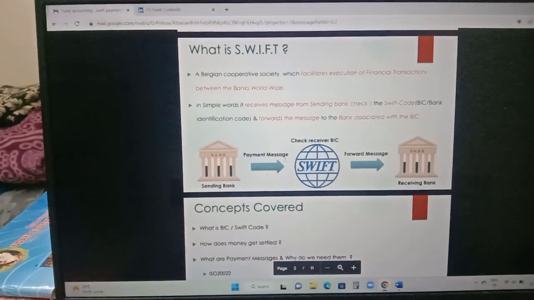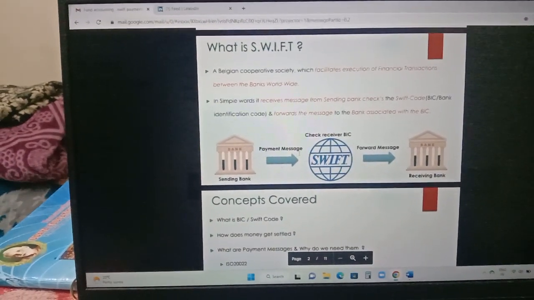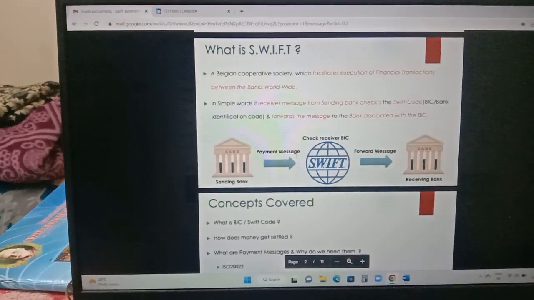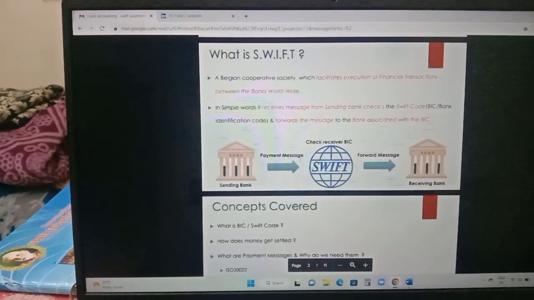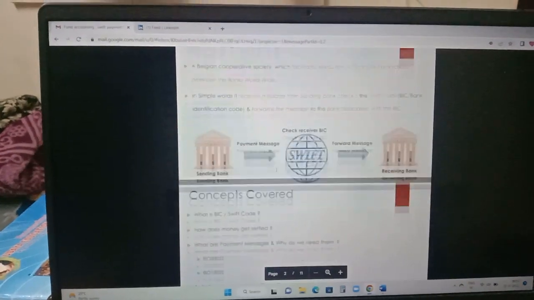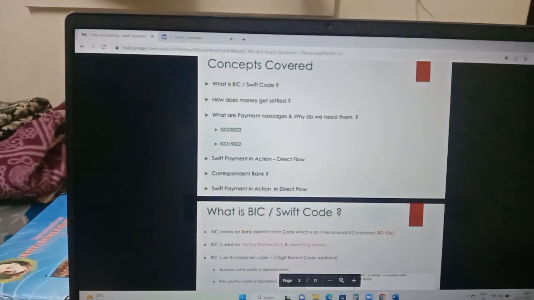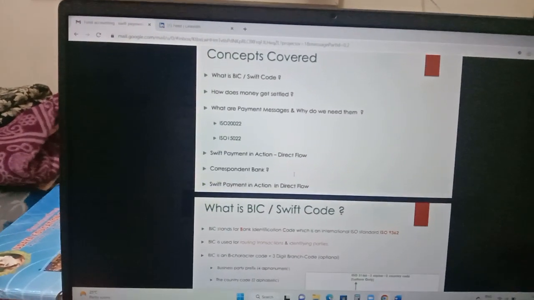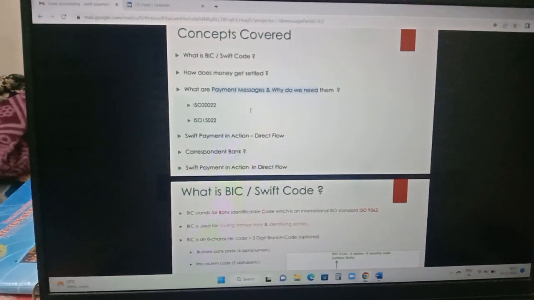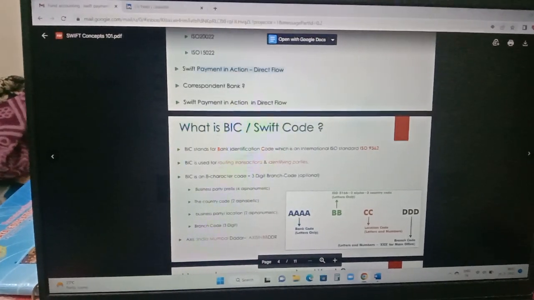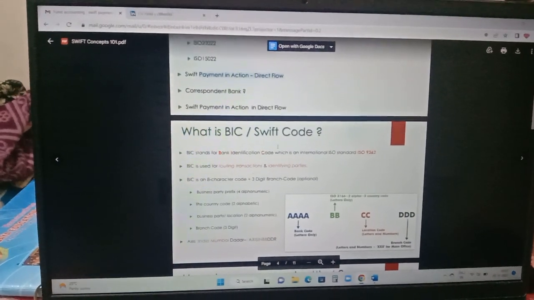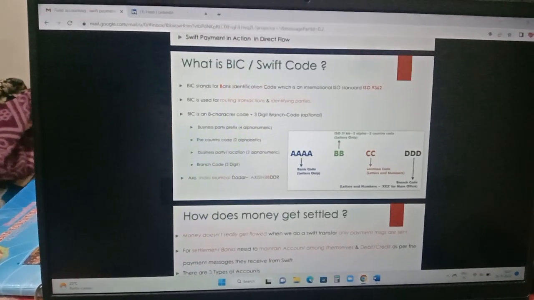Here we have a sending bank, and the payment will go through, and they'll be checking that BIC. Then post that, you will be able to get it in the receiving bank. The concepts covered in this PDF are: what is BIC, Swift or Swift code, how does money get settled, what are the payment messages and why do we need them, Swift payment in action, direct flow, and Swift correspondent bank. What does this BIC mean?